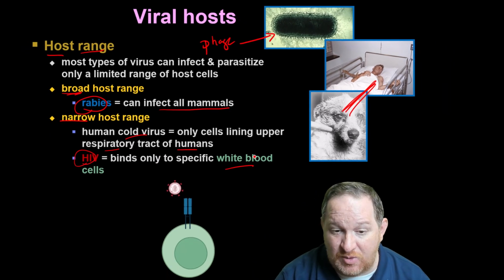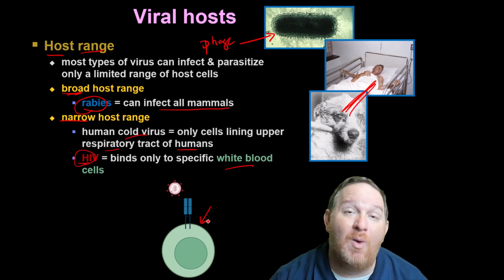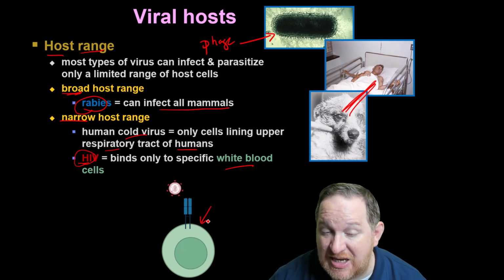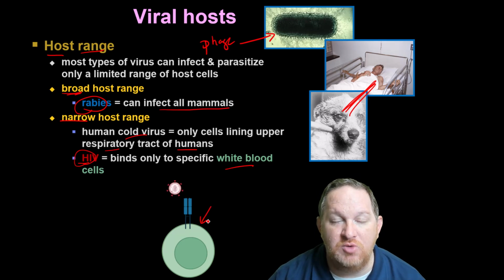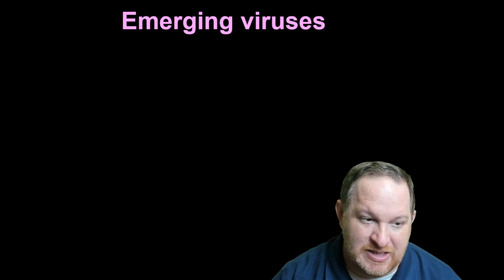This specific one here is showing you HIV, how it only binds to certain white blood cells, the helper T cells, which are actually pretty important to our immune system. All right, so what about some emerging viruses?